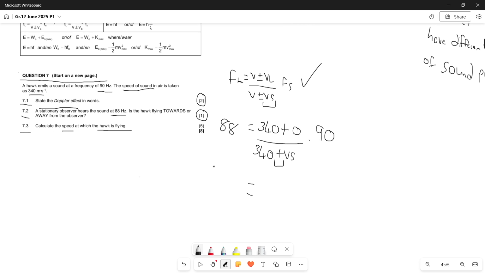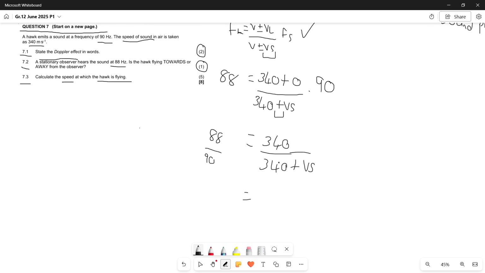So we can take our 90 over and divide it. So we can have 88 divided by 90 over here, and then 340 plus 0 is 340, and then 340 plus Vs is still at the bottom there. We can then go ahead and cross multiply. So we can take the 340 plus Vs to the top. We can multiply the 90 up to join the 340, and then we can bring this 88 down to the bottom to divide the 340 and the 90.